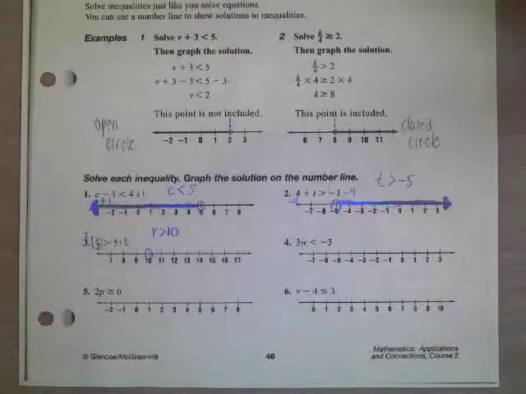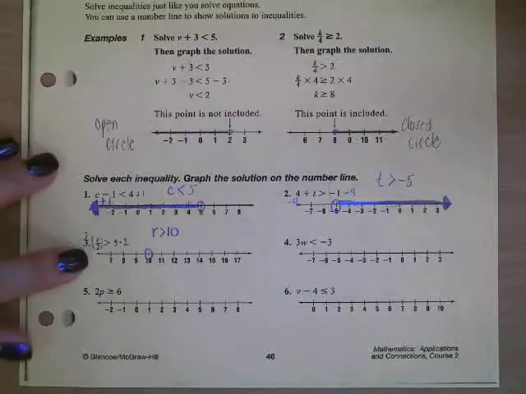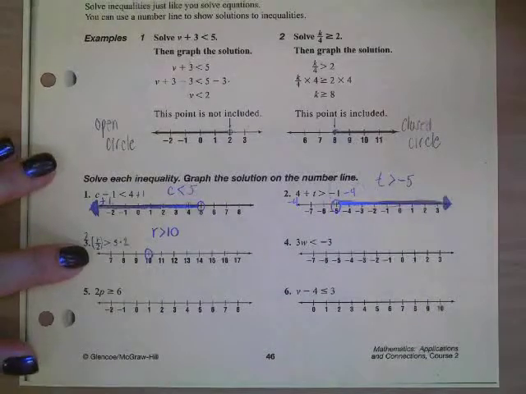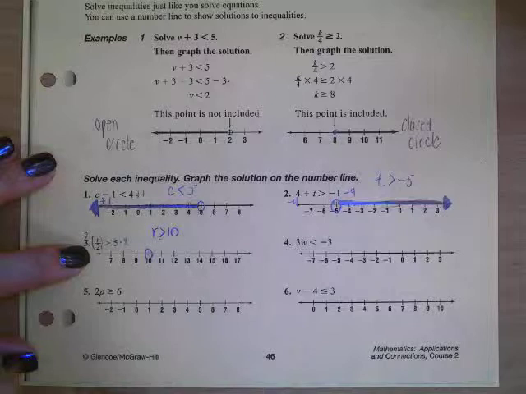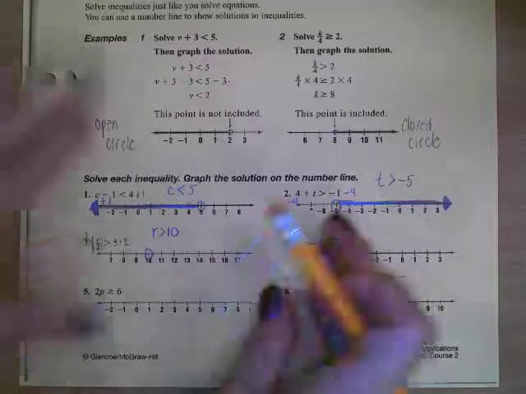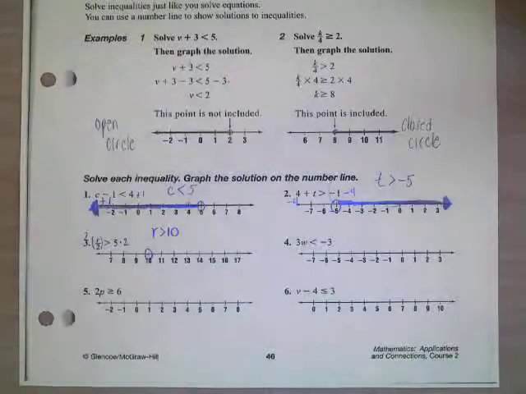Matt, do you have a question? Oh, I was just asking, so if 10 could be one of the answers, it would be closed? It would be a closed circle. That's right. If this sign were a greater than or equal to, then I would color in my circle. Good question.